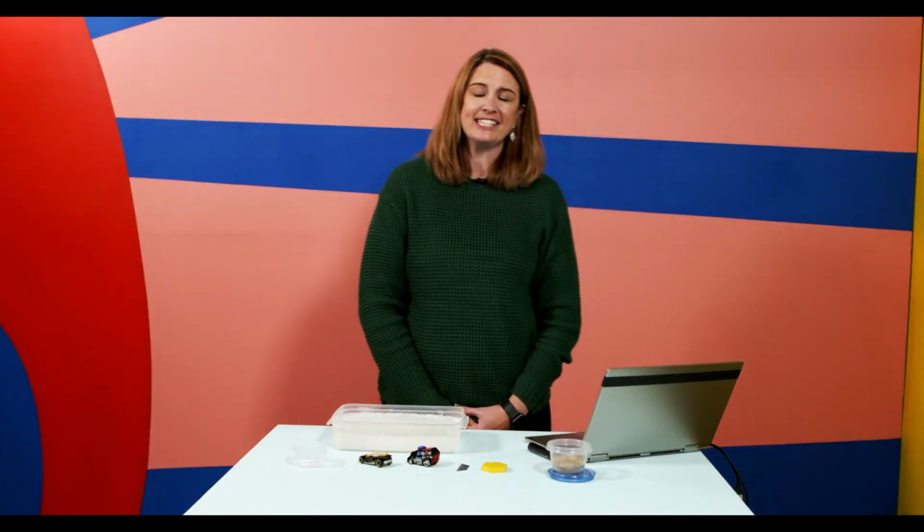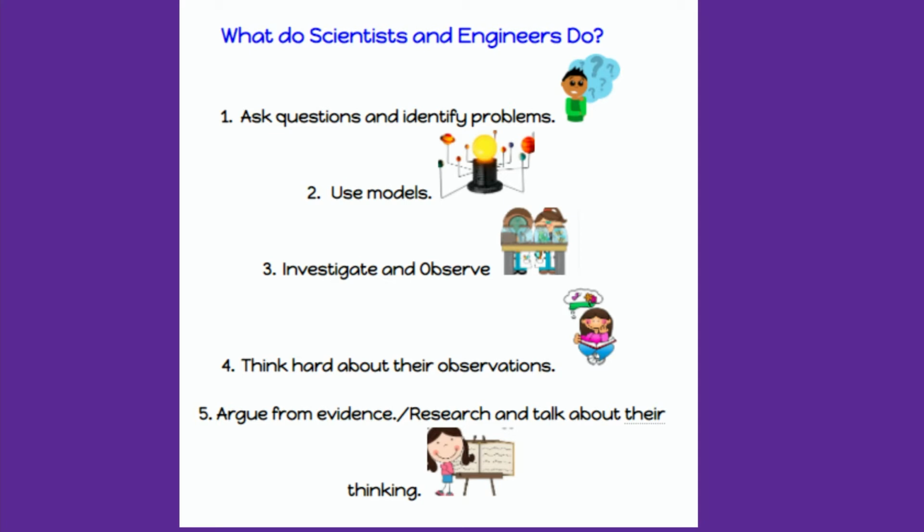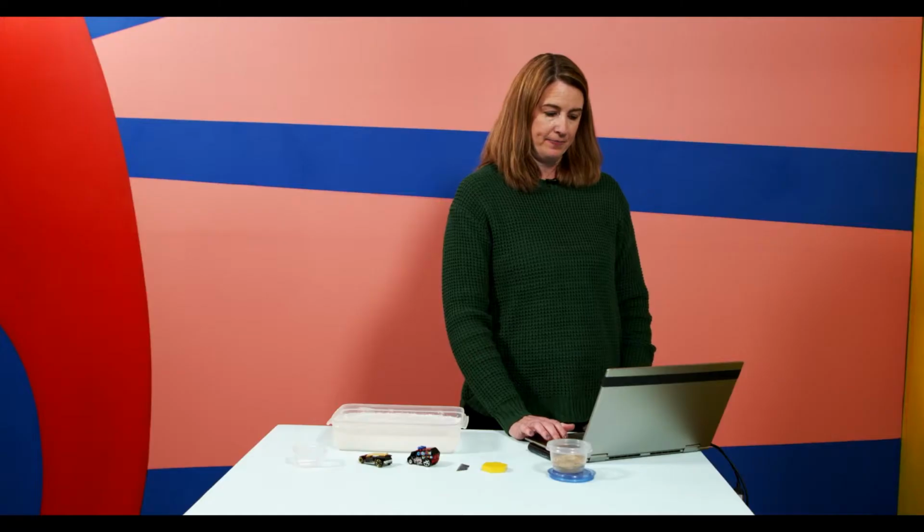Remember that scientists and engineers have habits that they engage in regularly. Let's check those out again. Scientists and engineers ask questions and identify problems. They use models, they investigate and observe, and they think hard about their observations. They argue from evidence, do research, and talk about their thinking.